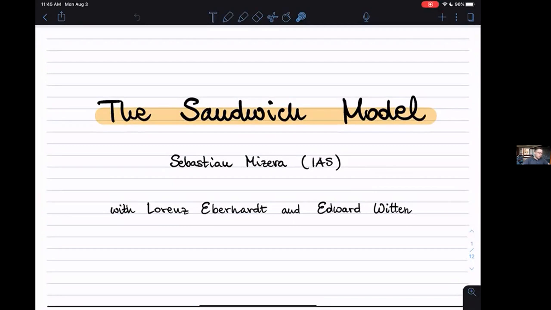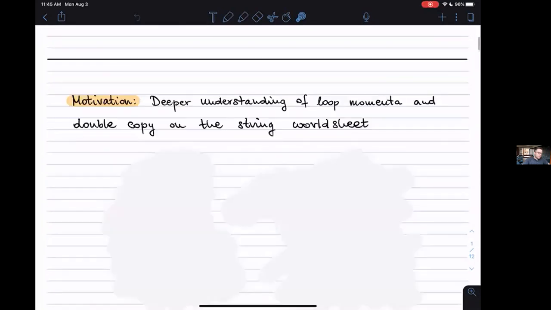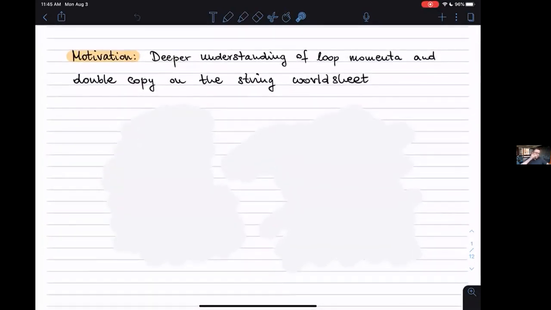So today I wanted to tell you about something that we call the sandwich model, which is the set of ideas that we've been thinking about with my fantastic collaborators at the Institute for Advanced Study, Lawrence Eberhard and Edward Witten. So the motivation for this work is to have some kind of a deeper understanding of loop momenta as well as double copy on the string worldsheet.